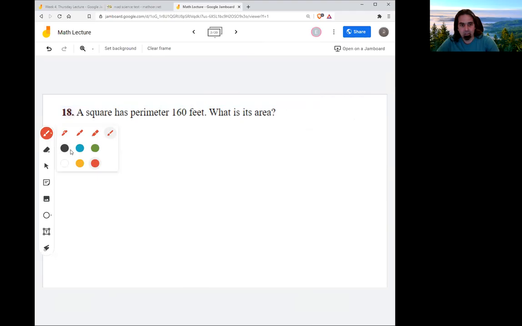So a square has a perimeter of 160 feet. I'll draw my square. How long is each side?